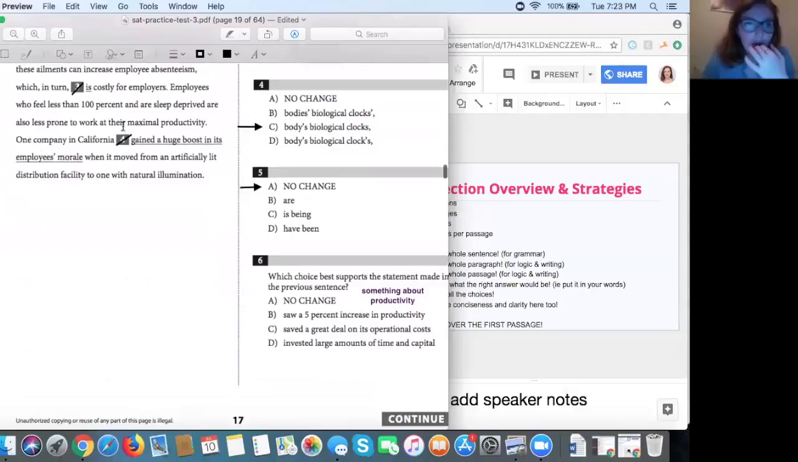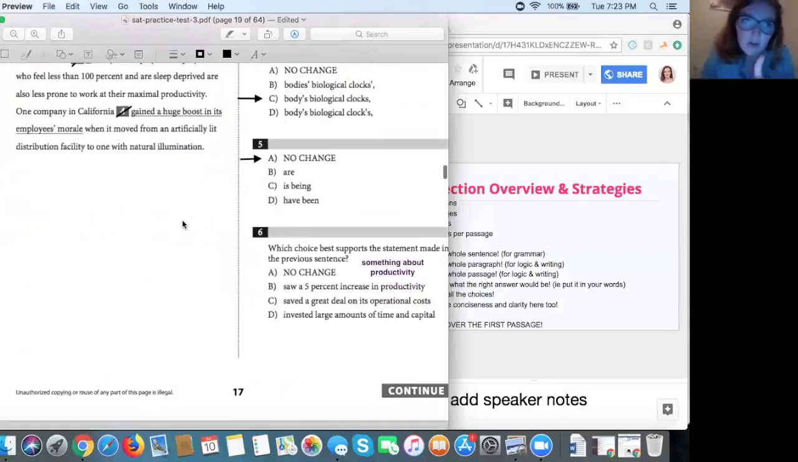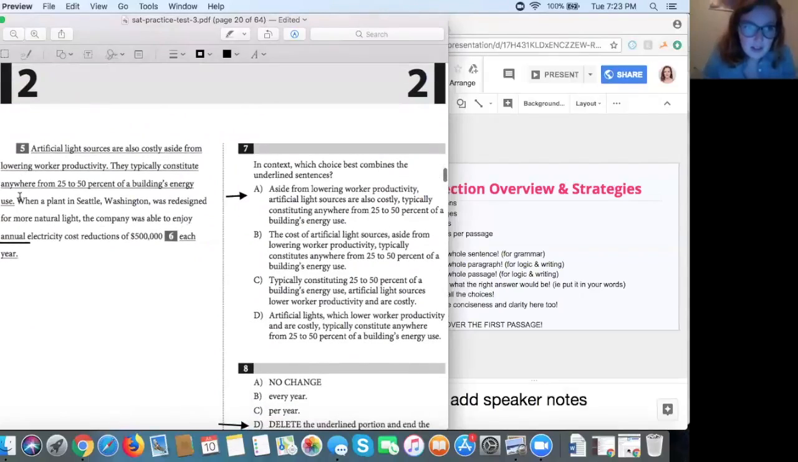The sentence before: "One company in California saw a 5% increase in productivity when it moved from an artificially lit distribution facility to one with natural illumination." So natural illumination, great for productivity. After this combined sentence, we have: "When a plant in Seattle, Washington was redesigned for more natural light, the company was able to enjoy annual electricity cost reductions of $500,000 a year." So with these two sentences, I'm also trying to bridge the gap between the idea of productivity and savings.